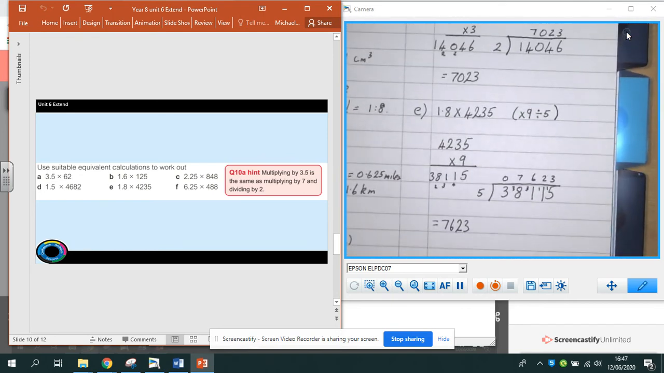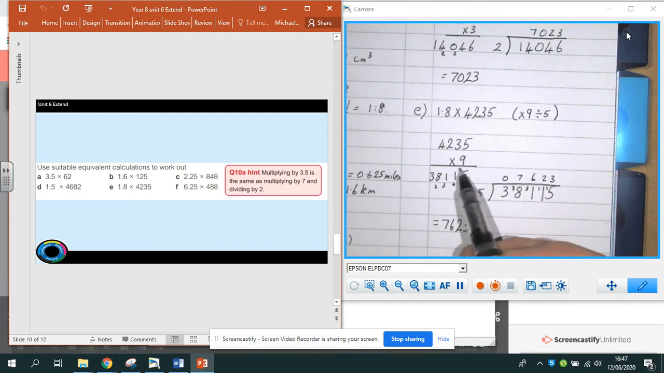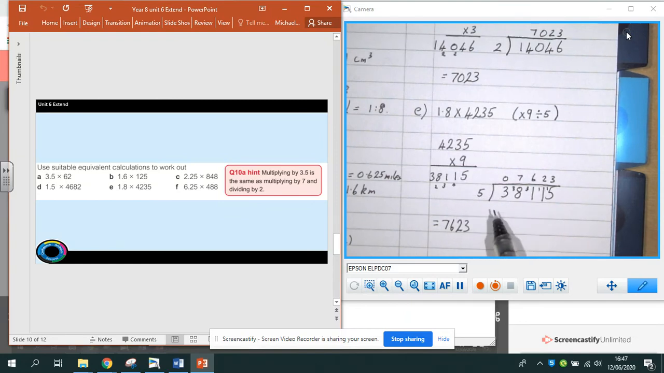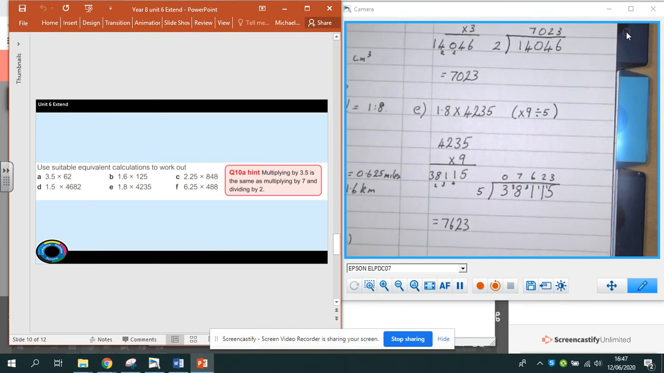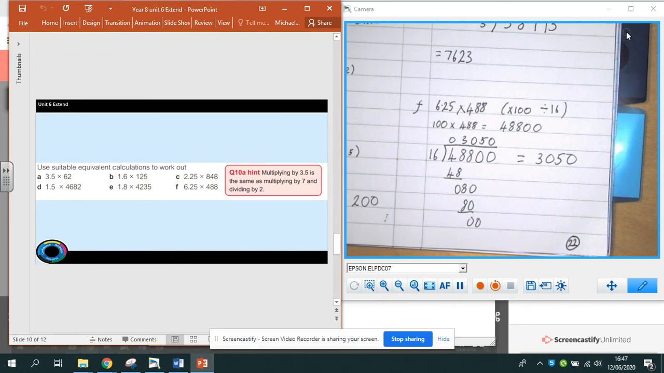The next one, I'm looking to multiply by 1.8, and 9 divided by 5 is 1.8, so I'm multiplying by 9, divided by 5, so I multiply the numbers together first, then I divide, to give me 7,623. And the last one, and possibly the trickiest, well, it appears to be, but it isn't really, is this: 606.25 times 488.